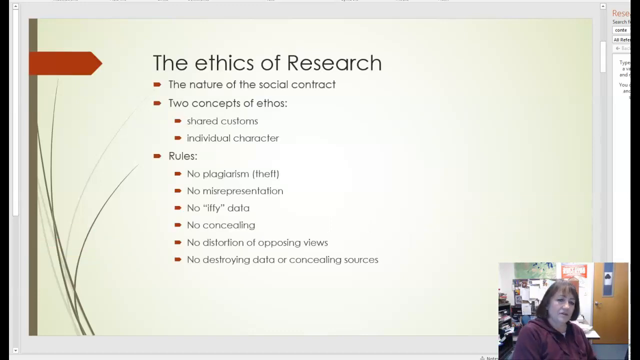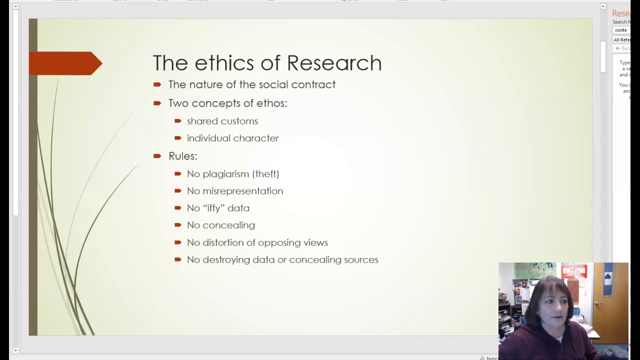So the ethics of research is sort of divided into two parts, but the overarching idea is that research is a social contract, and so there are things that we don't do. So there's the rules, and then there is the integrity, or what we should do. So there's what we can't do, and then what we should do. And both of them are equally important.